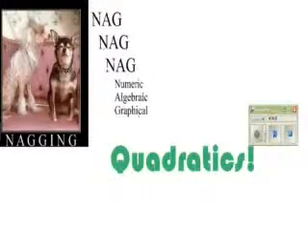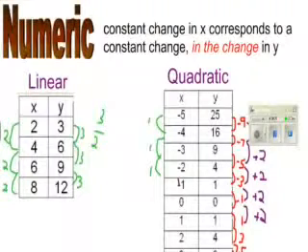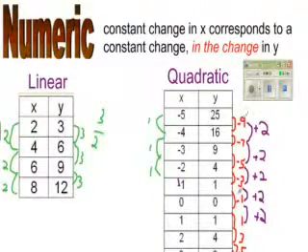Let's go back over what was important about the quadratic functions. First of all, instead of being a constant change in y associated with a constant change in x, it's a constant change in x that corresponds with a constant change in the change in y. This is the change in y. It's not consistent, but the change in the change is consistent.